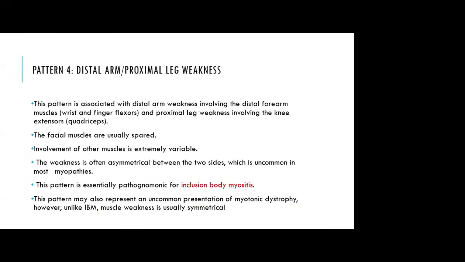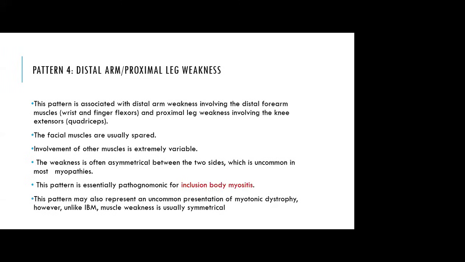Pattern 4 is distal arm and proximal leg weakness. This pattern is associated with distal arm weakness involving the forearm muscles, that is wrist and finger flexors, and proximal leg weakness involving the knee extensors. As we know, this is a classic example of IBM, inclusion body myositis. Usually, the facial muscles are spared, and the weakness is often asymmetrical between the two sides, which is uncommon in most myopathies. So this pattern is pathognomonic of inclusion body myositis.